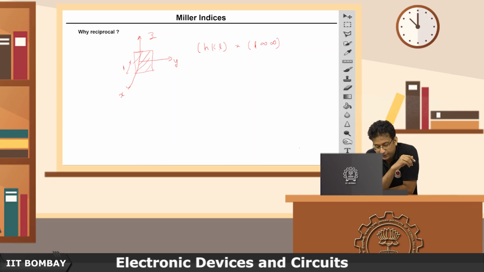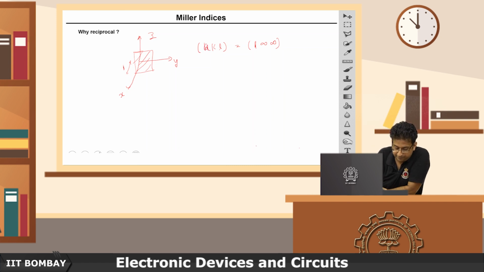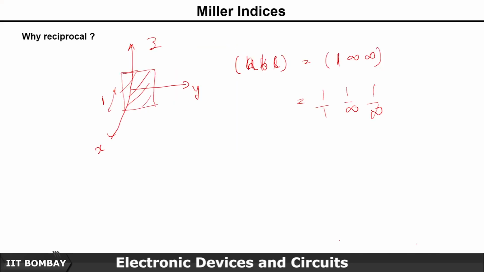So in the Miller indices case we need to take a reciprocal of them: 1 by 1, 1 by infinity, 1 by infinity, and this comes out to be 1, 0, 0. So hkl here is 1, 0, 0. That's why the reciprocal is being used here, so that if there is no intercept, where infinity is there, we can get some finite numbers.